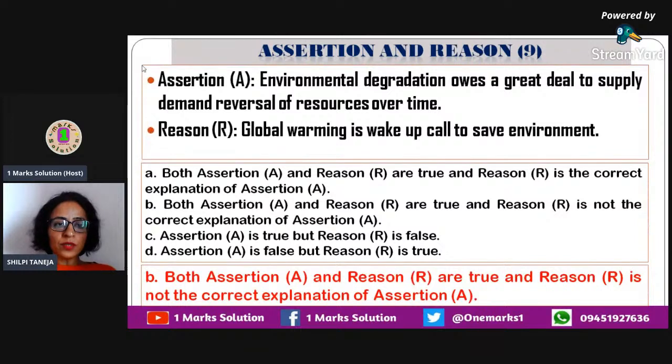So what we have to say is, reason is true: global warming is now a wake-up call to save the environment. Assertion was telling about the reversal of the demand and supply of the resources. So both the statements are true in themselves, but the reason is not explaining the assertion. So we will go for option B in this.